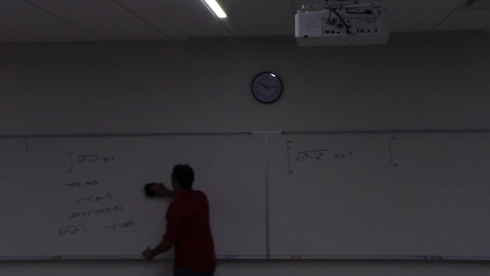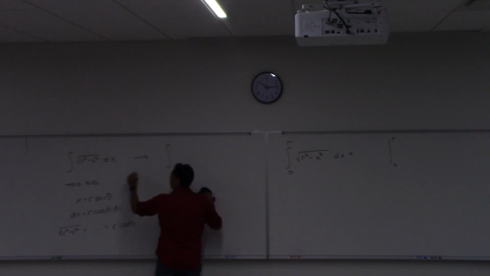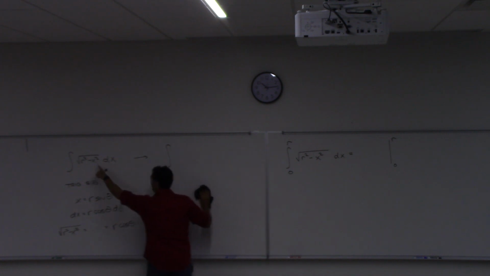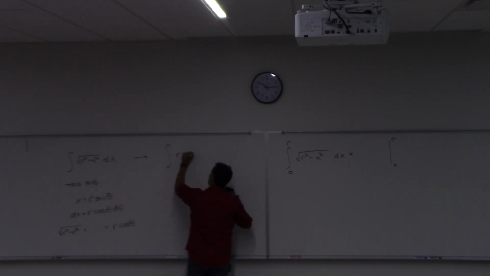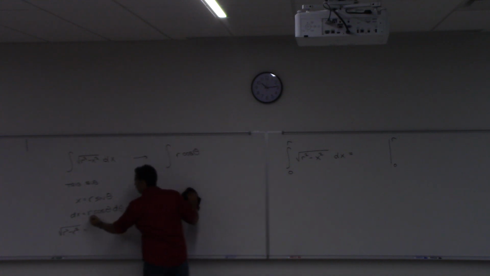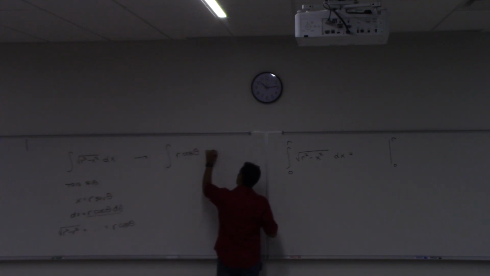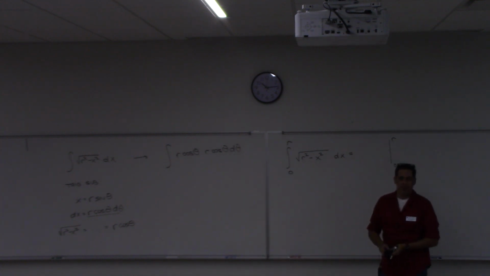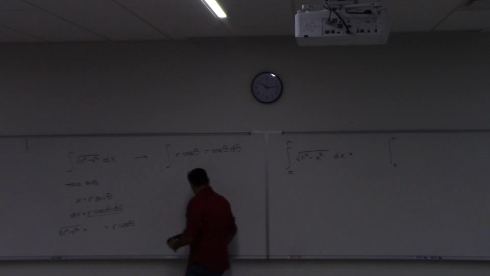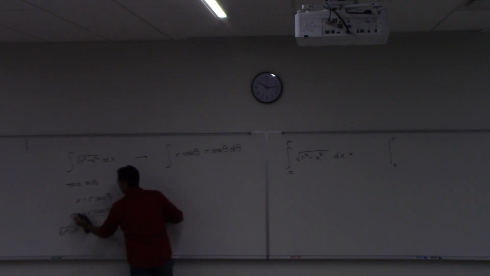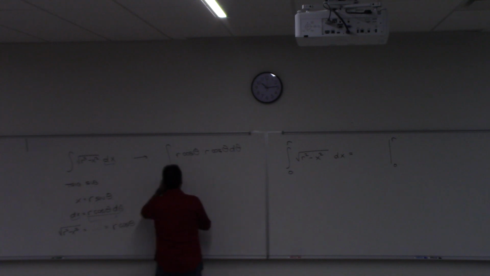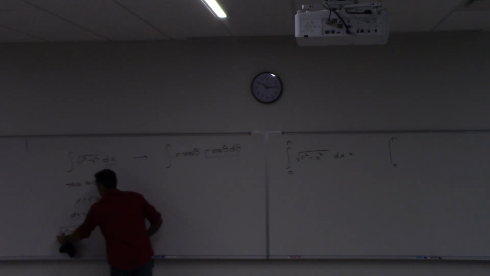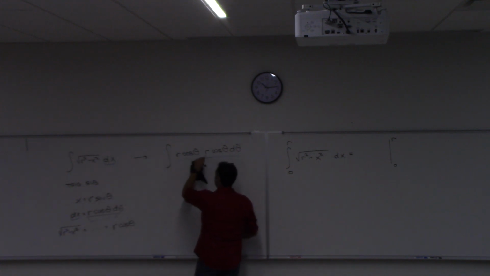Trig sub here? I'm not showing that work. Rewrite the integral. What does the square root of all that turn into? This right here is r cosine theta. What does dx turn into? R cosine theta d theta. Right? Dx is this. The square root was r cosine theta, right?